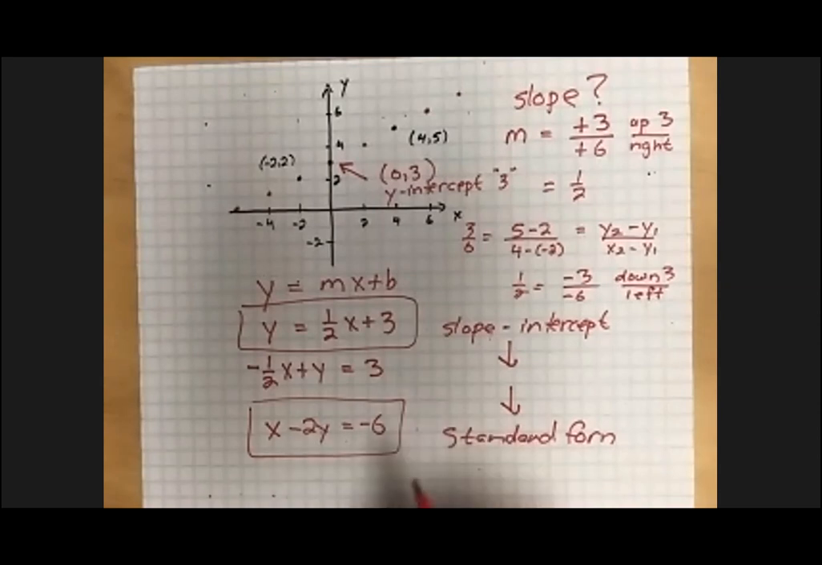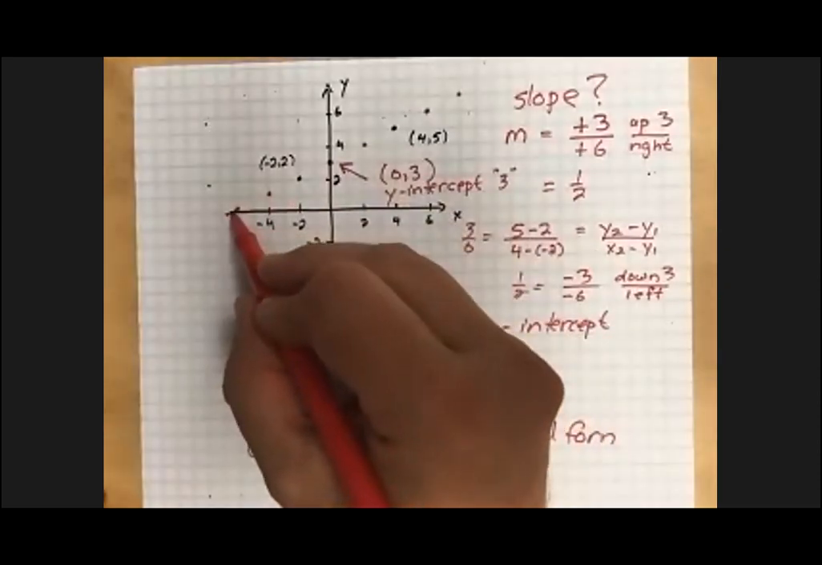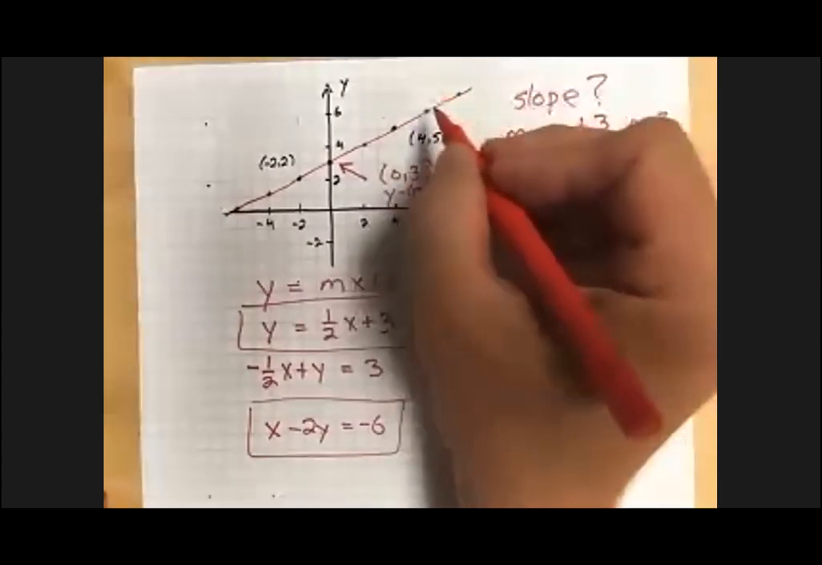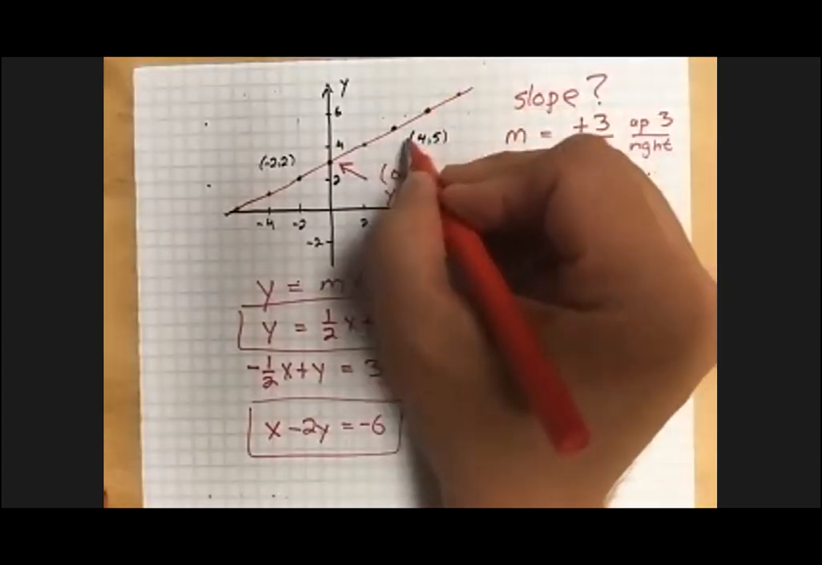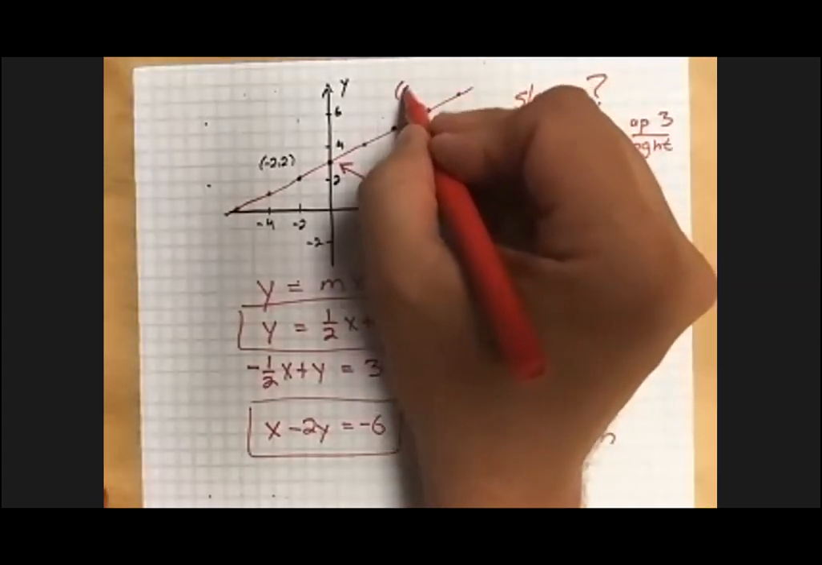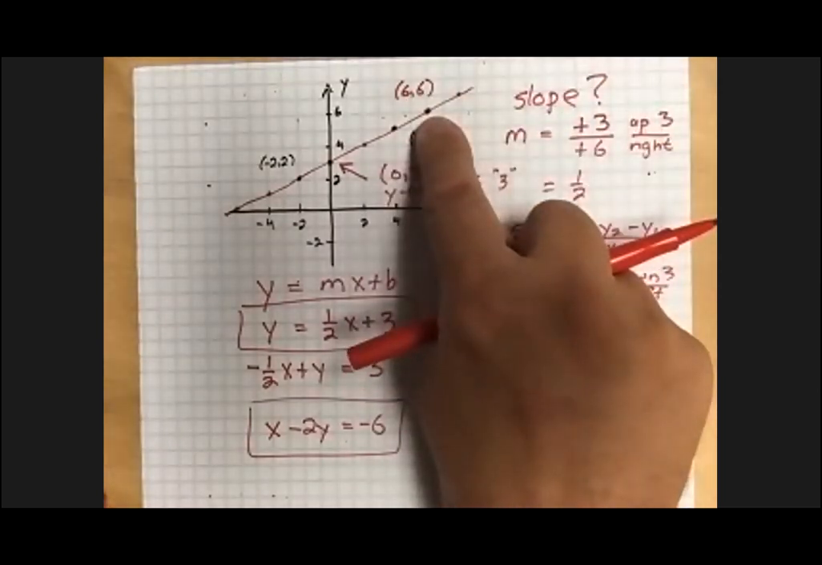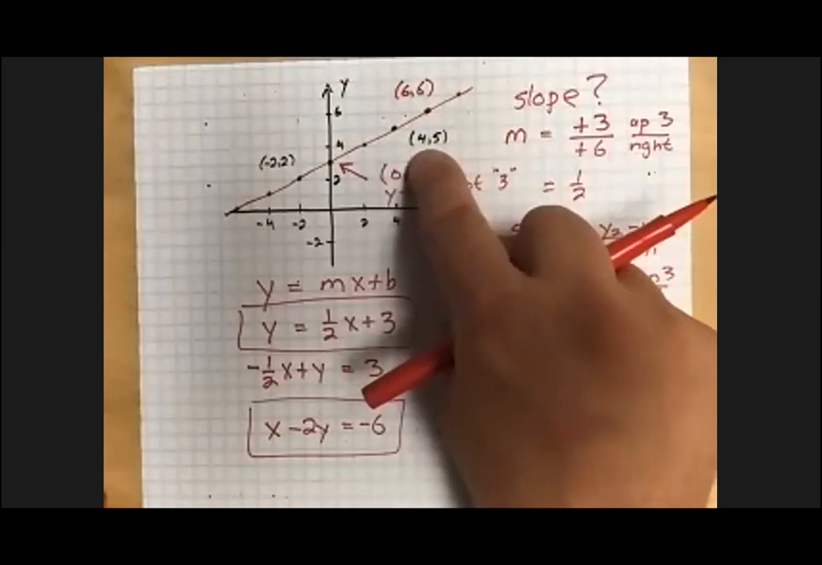Before we go to break, let me say this, because sometimes people diss the standard form. Sometimes people don't respect the standard form. Let me show you what the standard form is excellent at. Do I give you a point here, like 6 and 6? 6 and 6 is a point on this line, apparently. So is 4 and 5.